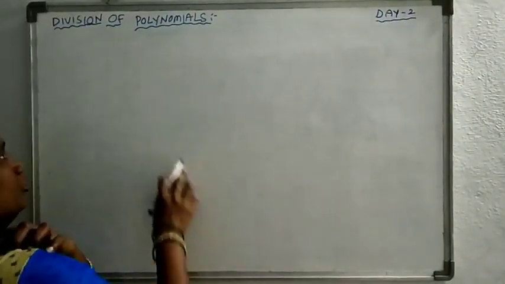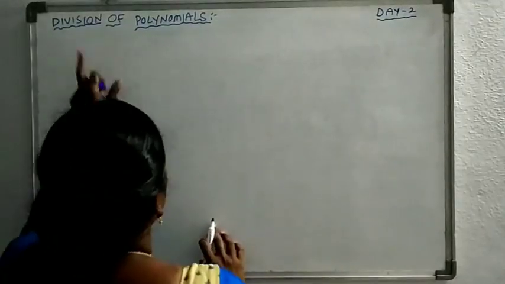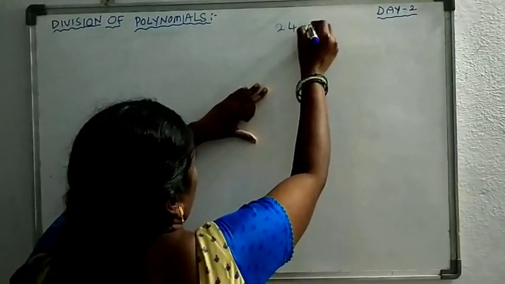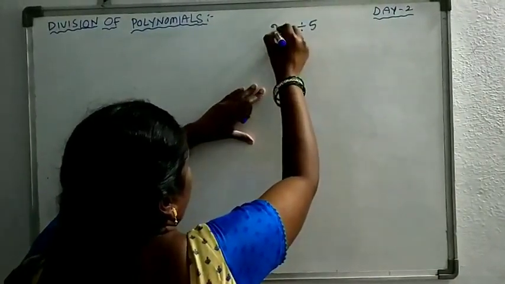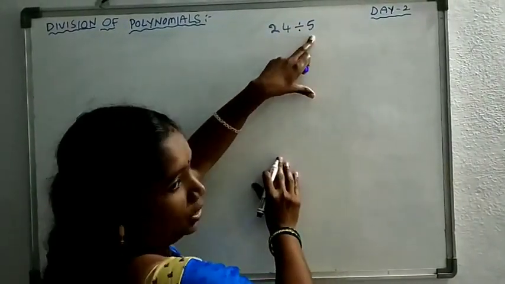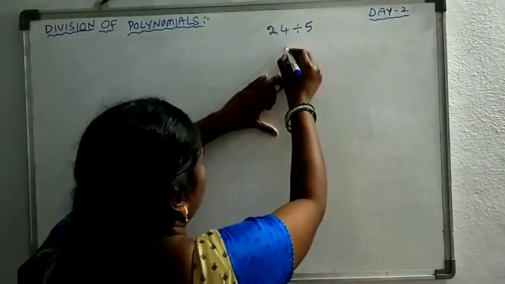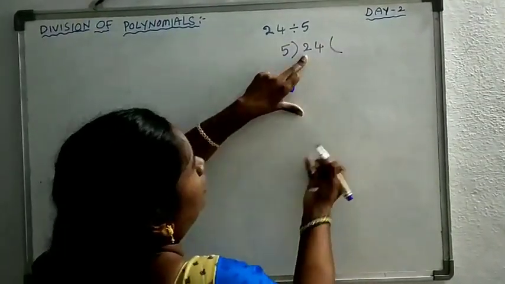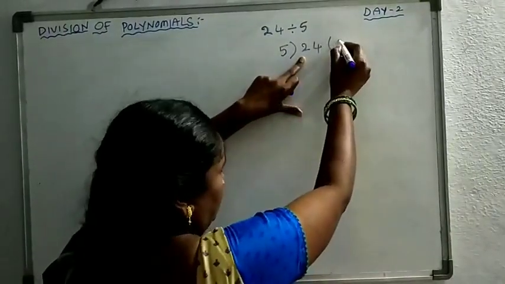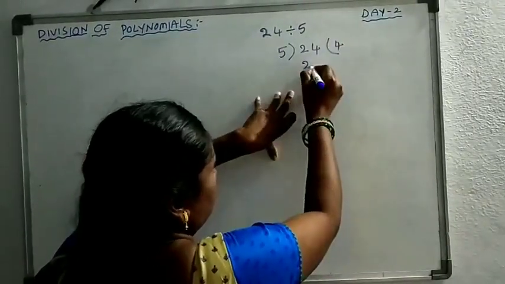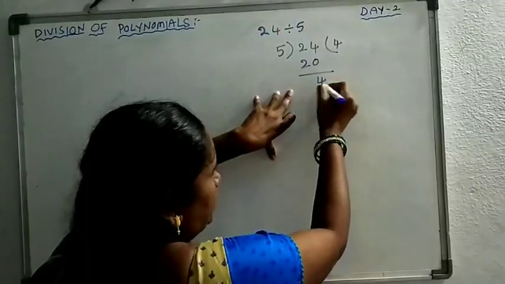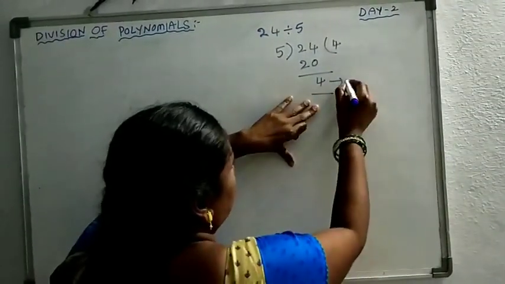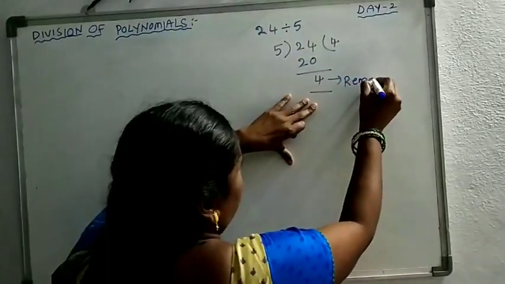Before going to learn about division of polynomials, once we will recall general division. All of you know, children, general division. How will you divide 24 divided by 5? How will you do this problem? 5 is a divisor. So how many times, children? 5 fours are 20. 4 is left. So what is the 4 called, children, here? 4 is the remainder.